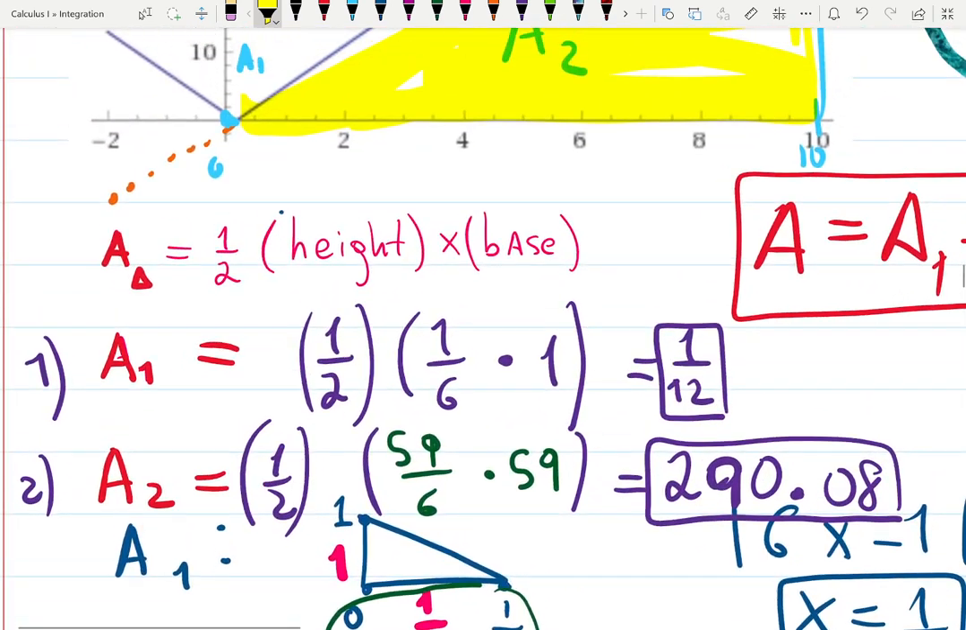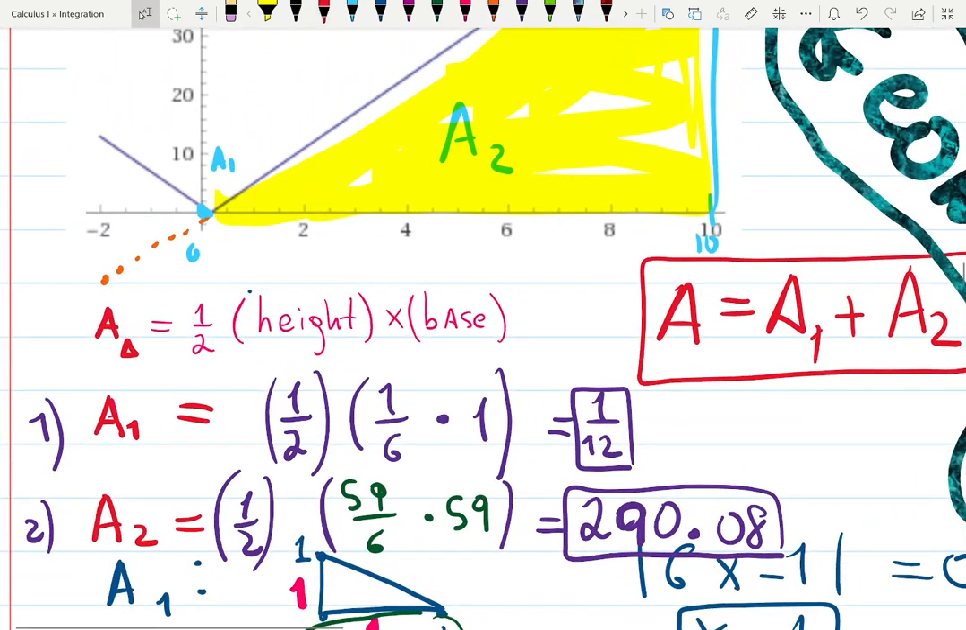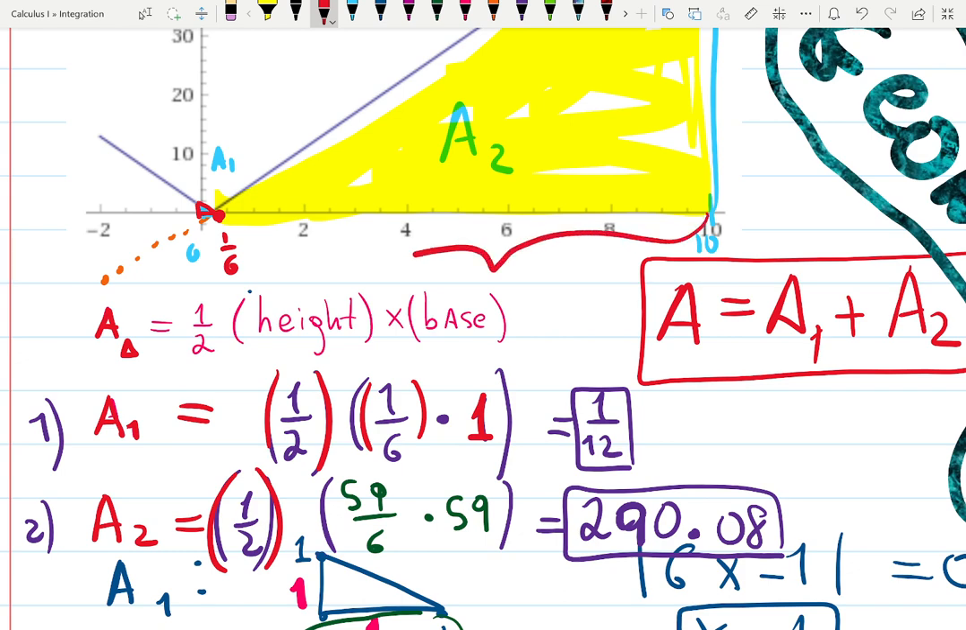So here's my calculations. A1 is 1/2 right away, and A2 is 1/2 right away. We know that. Area of a triangle is 1/2 height times base. For area number 1, I need to figure out this size. The base is 1/6. That's how I found the intersection. And the height is 1. How do I know? I plug 0 into my function, including absolute value, and it gives me 1. So it's 1/12.